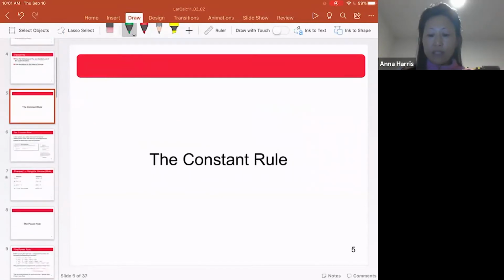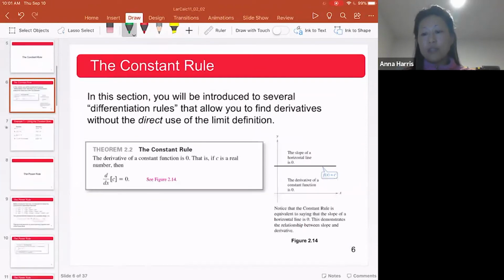So let's look at the constant rule first. The constant rule is the easiest one to do. You know what constant rule means? Constant rule means you're taking a derivative of a constant function. So remember we talked about yesterday that the derivative is like a rate of change, right? You're going to look at how much y changes while x changes.